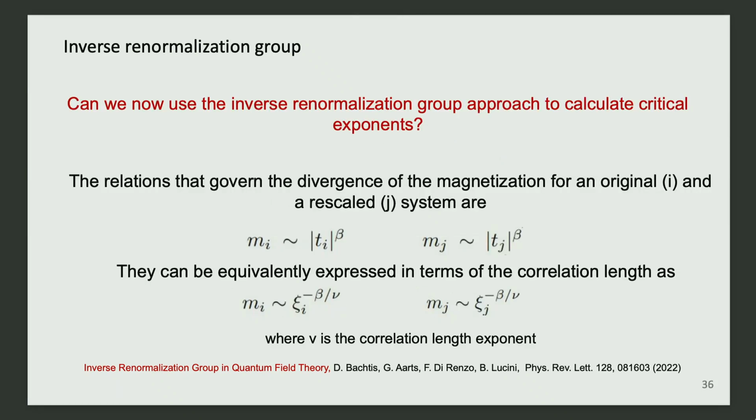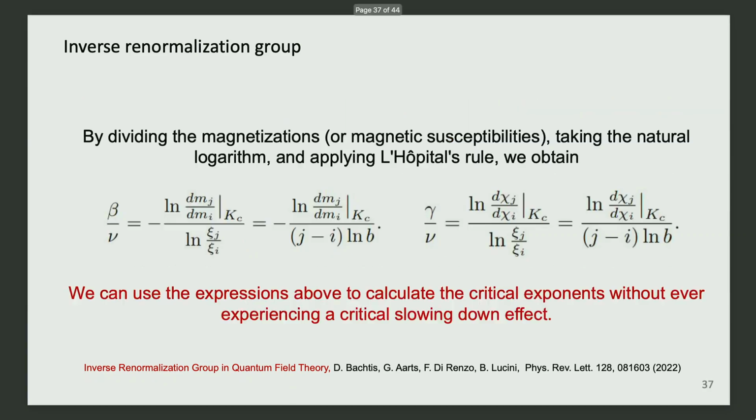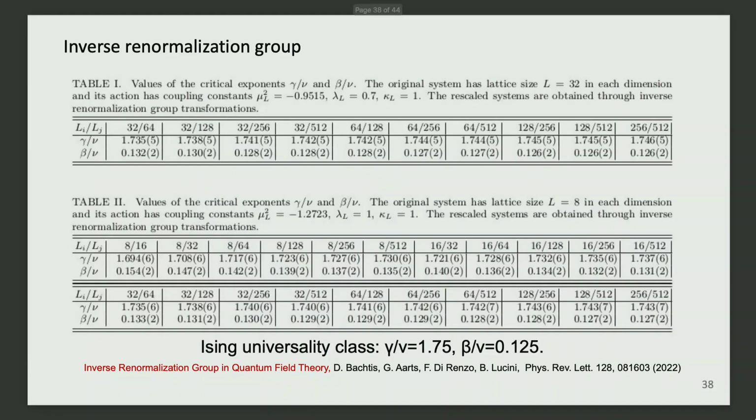So can we now use this method to calculate something of interest, for example, such as critical exponents? The relations that govern the divergence of the magnetization for an original and a renormalized system are given by these expressions, which can be equivalently expressed in terms of the correlation length. And by dividing these expressions, taking the natural logarithm and linearizing the renormalization group with a L'Hopital rule, we are able to obtain these expressions that allow us to numerically calculate the critical exponents. And here are the results.